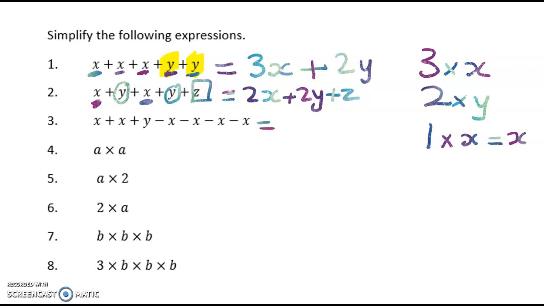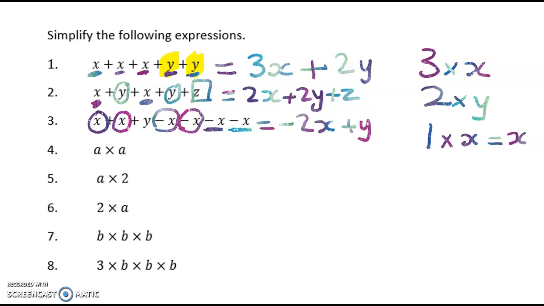In the next one, we've got an x and another x, so that's 2x. Take away x, take away another x, so we're back to no x's. And then we're going to take away 2 more. So we've got negative 2x plus a y.